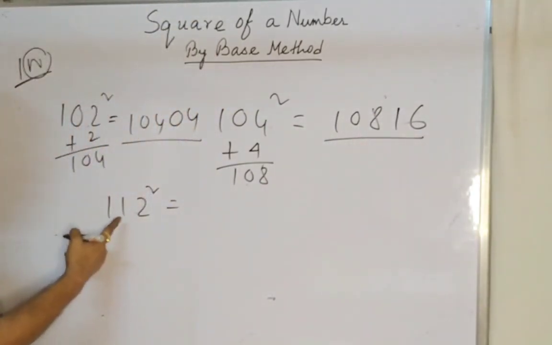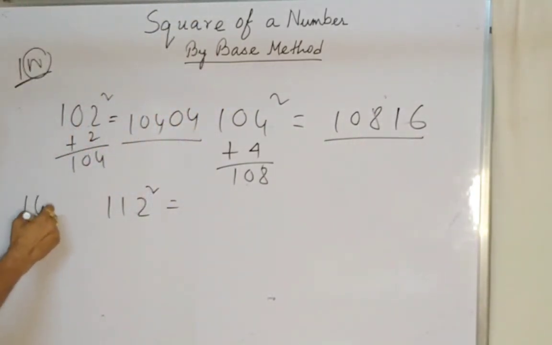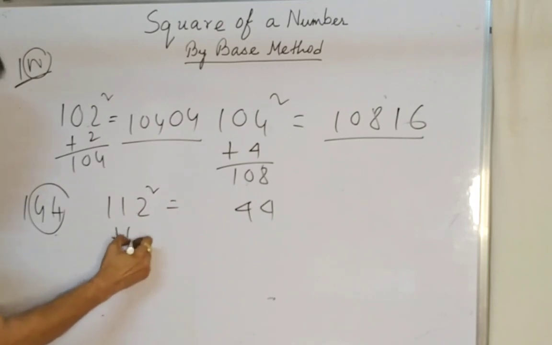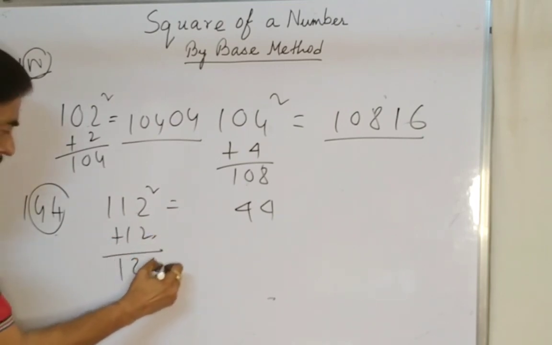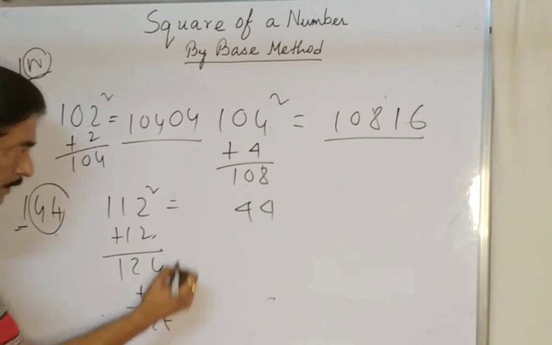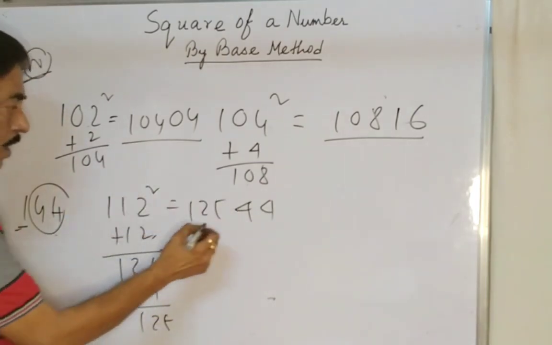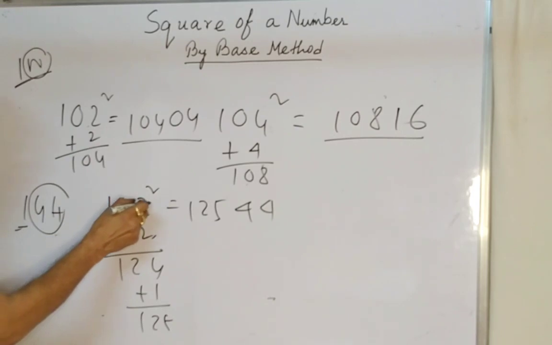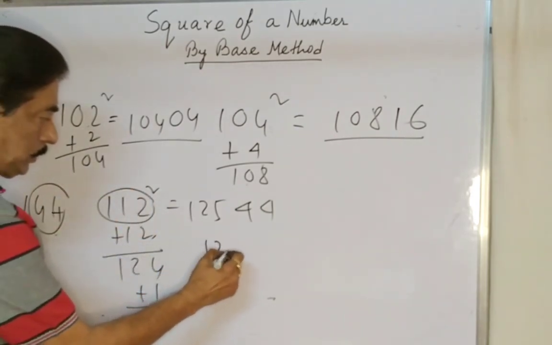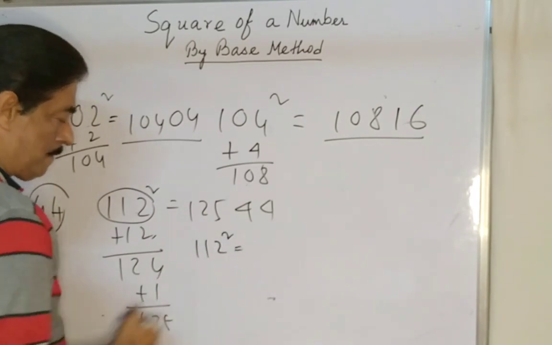Here, 12 more. 12 square is 144, but I have to write only 2 digits, so 44. 12 more, I add 12, 112 plus 12 is 124. Lastly, I add the carried 1, and your result is 125, so 12544. Now observe, if I do the same problem by our previous rule, 112 square.